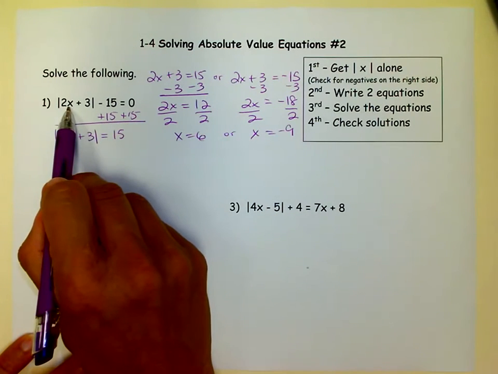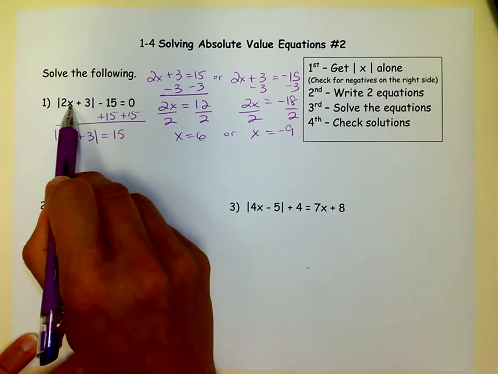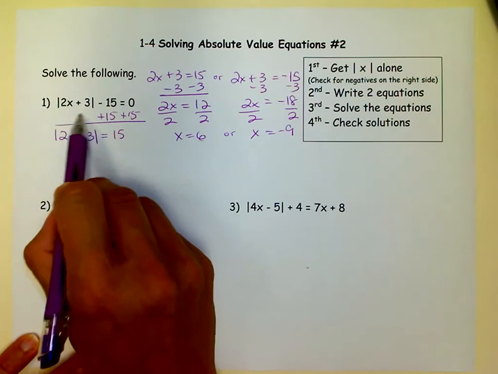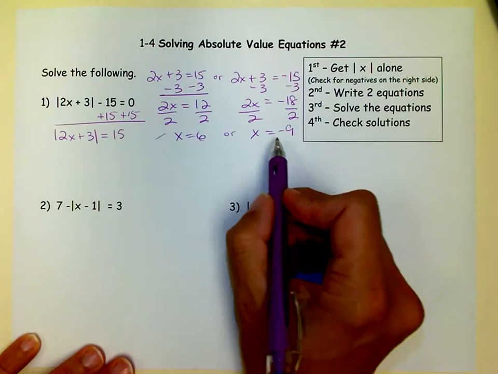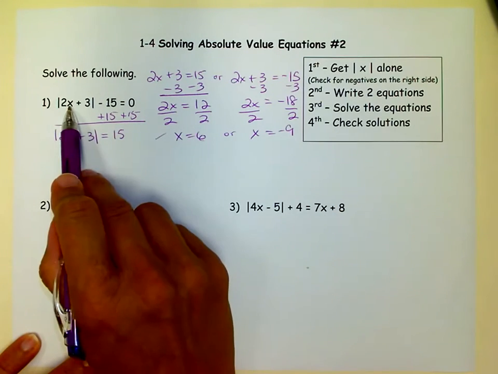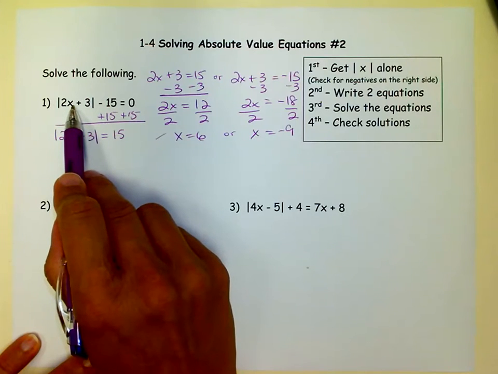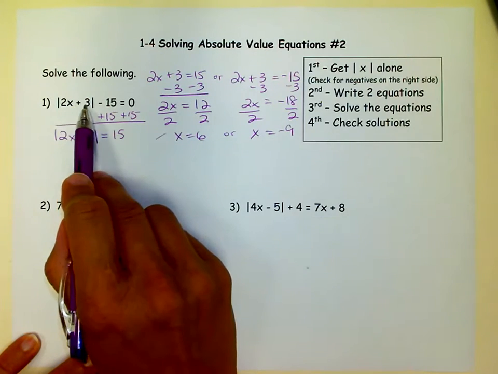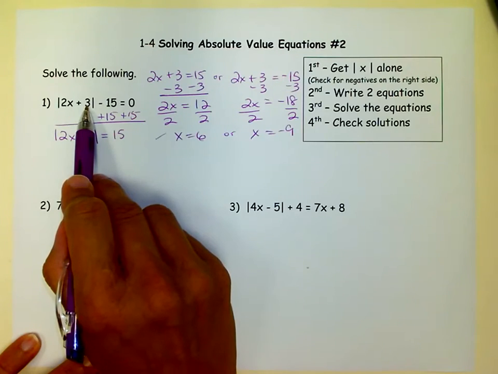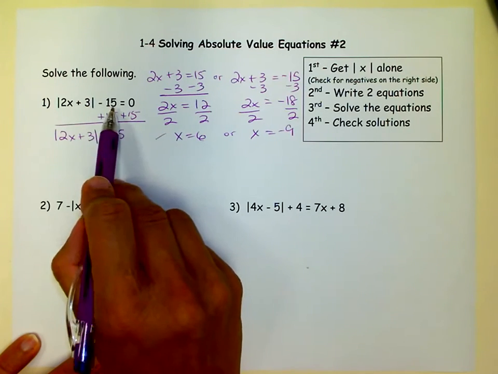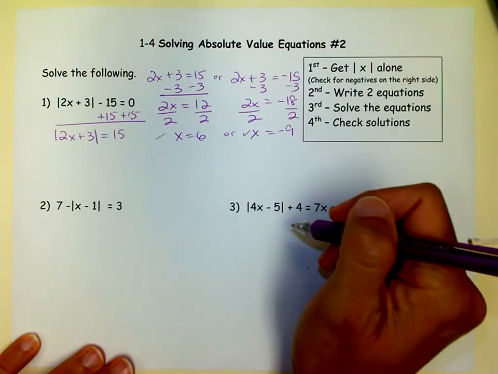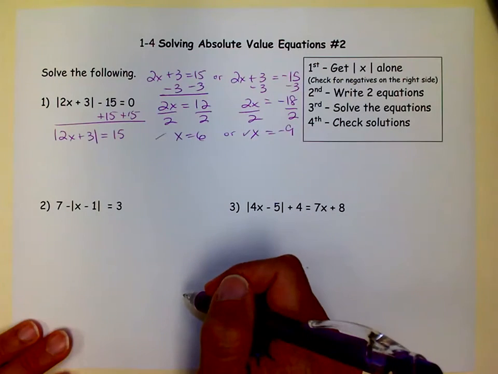6 times 2, if we put 6 in for x, is 12, plus 3 is 15. The absolute value of 15 is 15, and 15 minus 15 is 0. So that checks. X equals negative 9, we put that in for x. 2 times negative 9 is negative 18. If we add 3 to negative 18, we get negative 15. The absolute value of negative 15 is 15, and when we subtract 15, we get 0. So those checked. We know we're right.